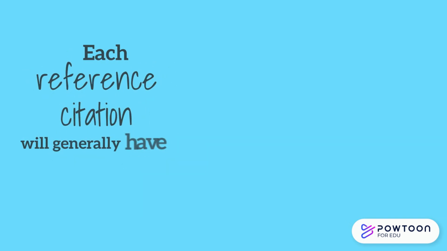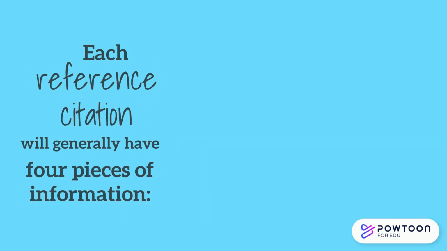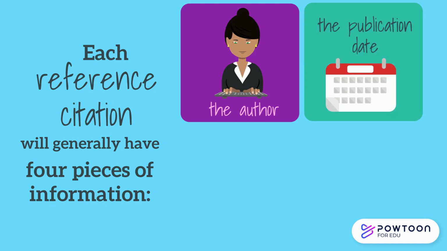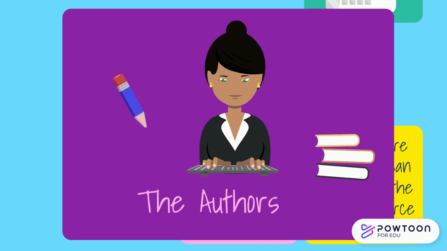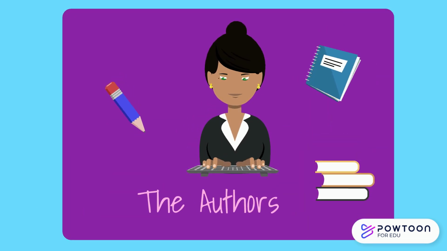Each reference citation will generally have 4 pieces of information: the author, the publication date, the resource's title, and where you can find the resource.